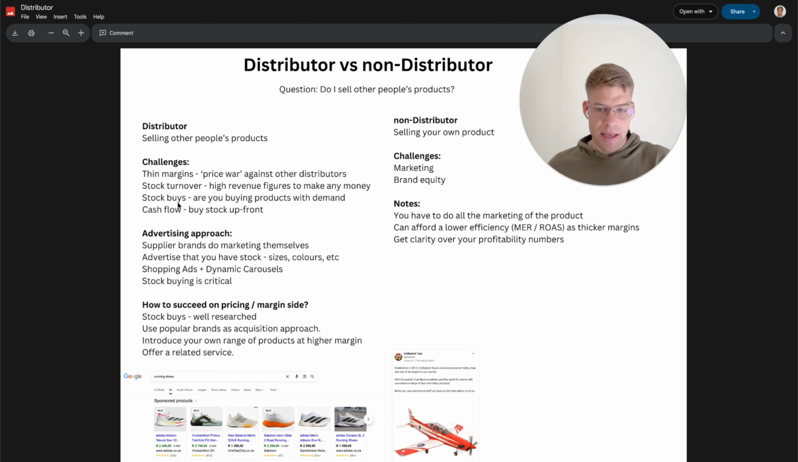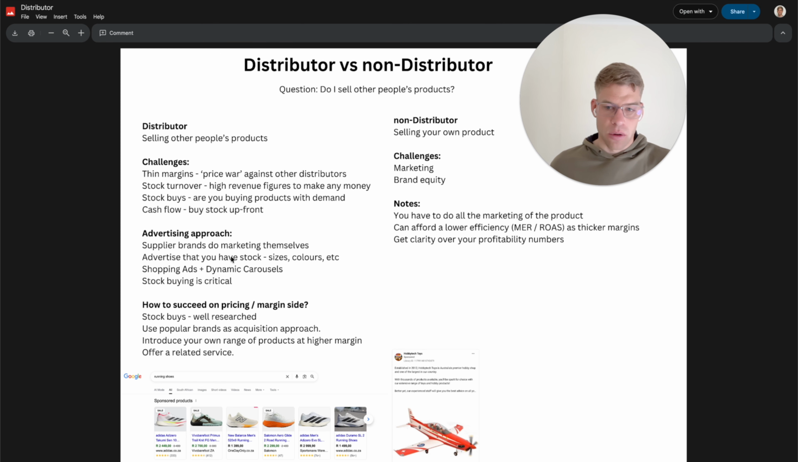So as a distributor selling their product, you actually don't need to advertise the characteristics of the product itself, the features, etc., because the supplier brand or the core brand of that product has done all of the marketing for that specific product themselves. So all you need to do as a distributor is advertise that you have the stock, so you do stock that product, and what sizes, colors, etc.